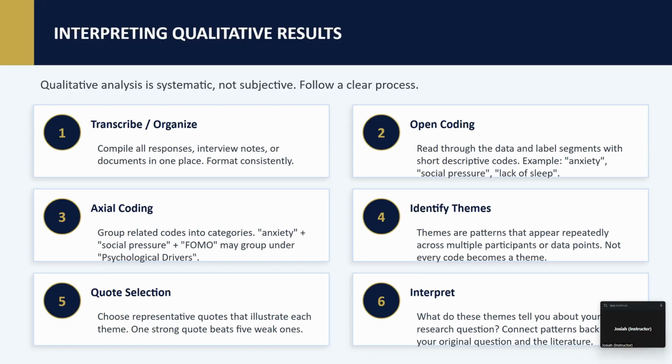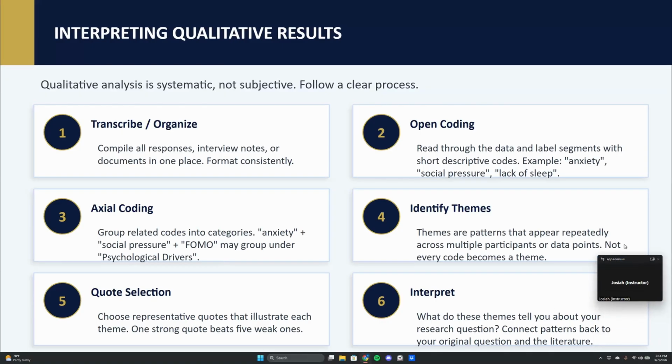And then number four, identify themes. Themes are just patterns that appear many times throughout participants and data points. And then number five, quote selection. Choose actual quotes that illustrate each theme. One strong quote will always beat five weak ones. And then number six, interpret. What do these themes tell you about your research question? Connect patterns back to the original question and literature.